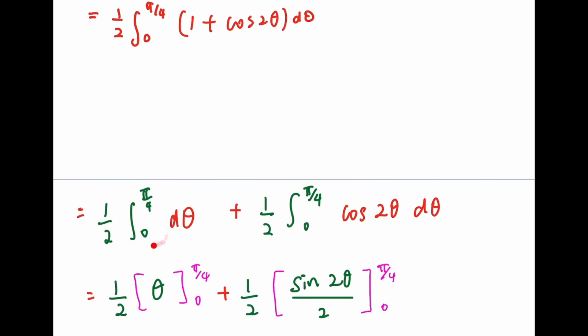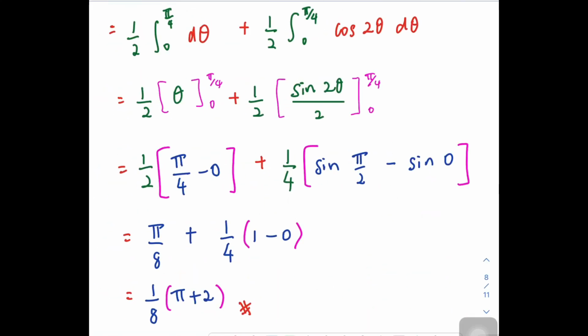So let's do this. Integrate 1, this is theta, and just write back your half, plus half, and integrate cos 2 theta is sine 2 theta over 2. And let's put in all of the limits here. So this should be half, put in pi over 4 minus 0, plus, let's take out the constant 1 over 4. Sine 2 theta, let's fill in with pi over 4, so this is sine pi over 2 minus sine, put in 0, so this is sine 0.